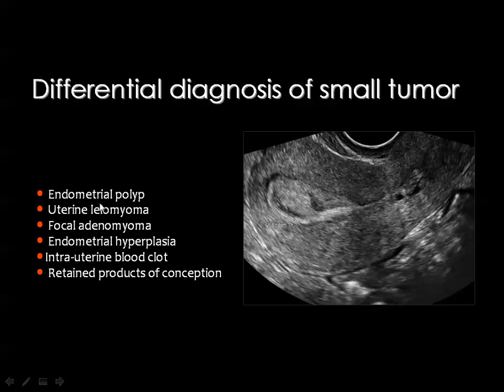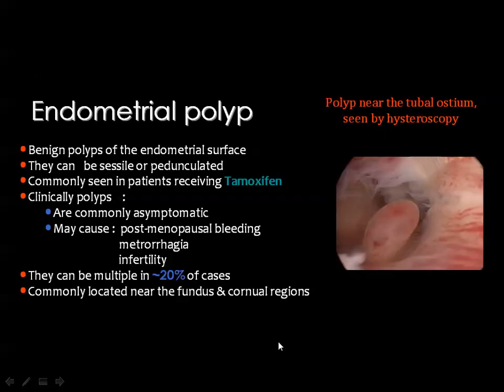And this is the differential diagnosis of a mass inside the endometrial cavity. Either it may represent an endometrial polyp, or leiomyoma, or adenomyoma, or endometrial hyperplasia, or blood clots, and retained products of conception, and also you consider the possibility of endometrial cancer. Endometrial polyps are usually benign.